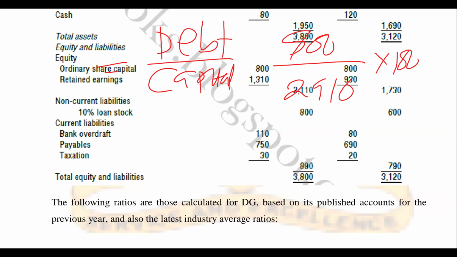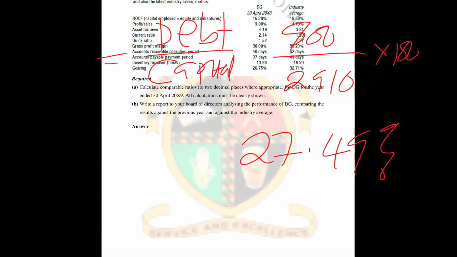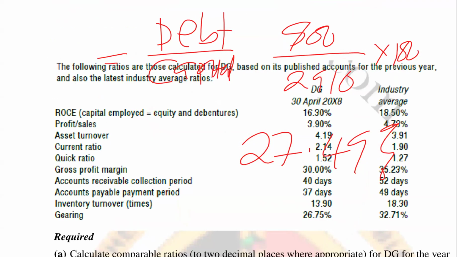27.49%. All right. Let's check what we have in the industry. The industry is 32%. That's the level of debt. It's higher even than us. Even last year was lower than that.